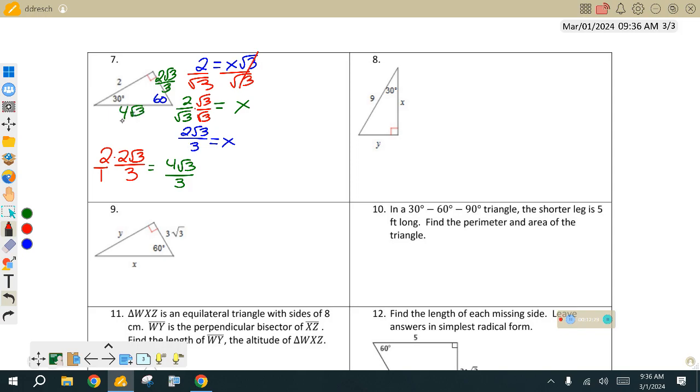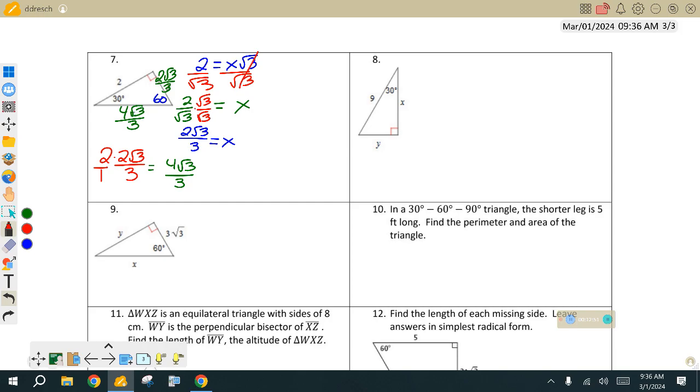Again, it's going to look ugly on some of these with the 30, 60, 90s because that root 3 just doesn't play nice a lot of times. Okay? That's about as ugly as it gets right here. They don't get much uglier than that. But if you can do that one, then you're solid.